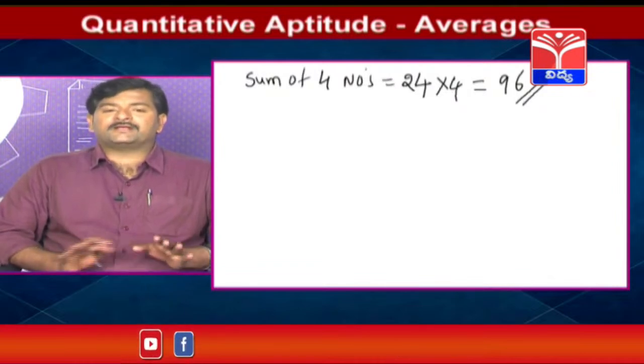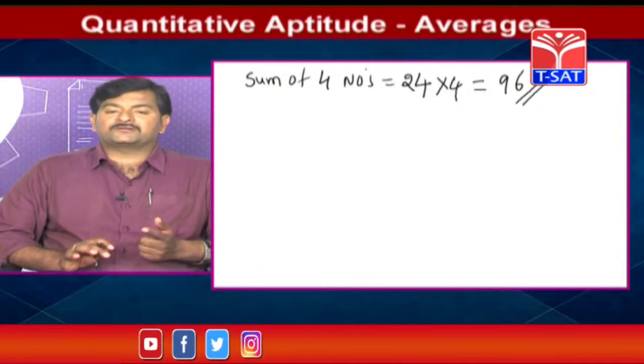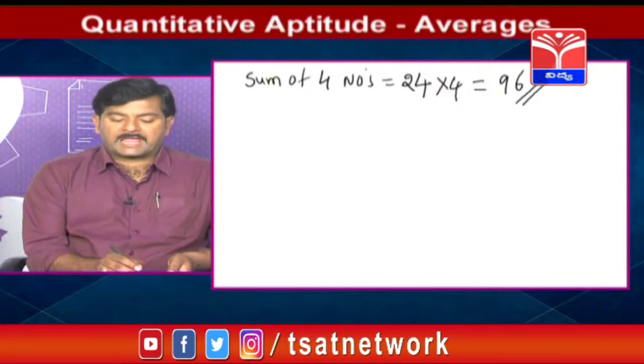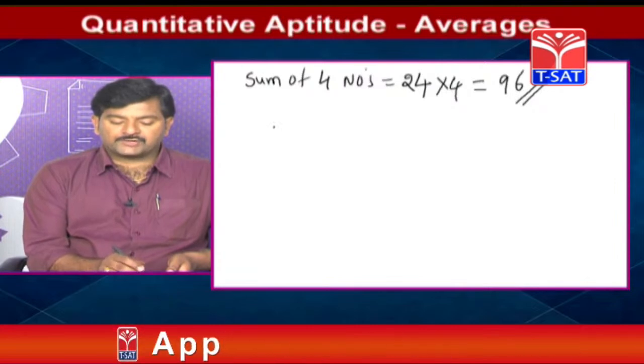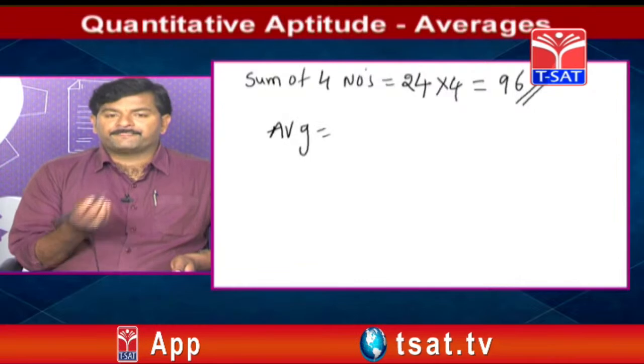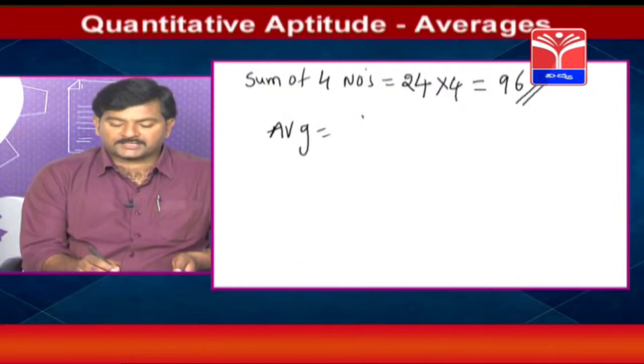But I don't want to find the sum of 4 numbers. I have to find the average of the other 2 numbers. So now we will find the new average. To find the new average, we have to find the new sum and how many numbers there are.